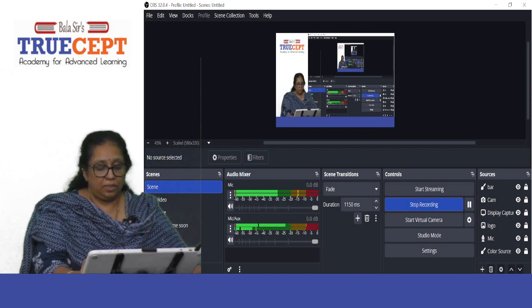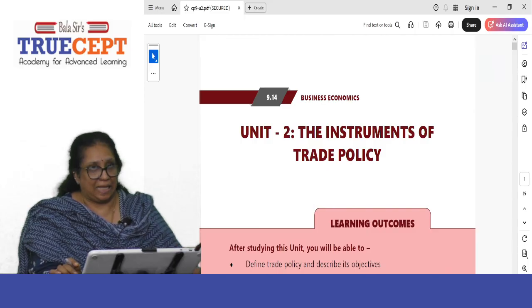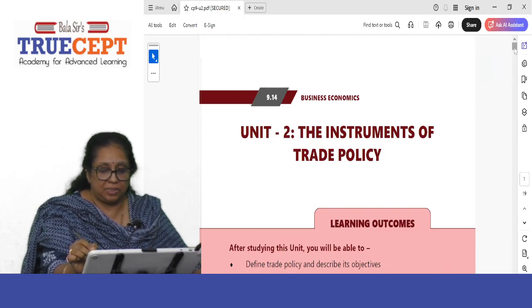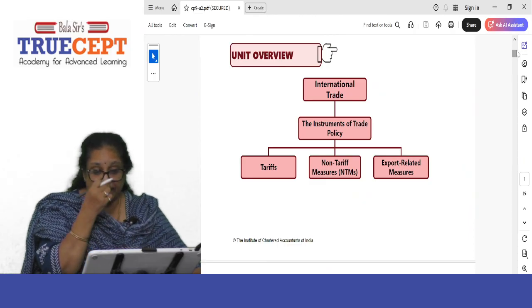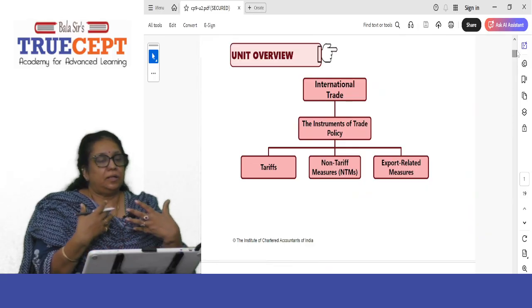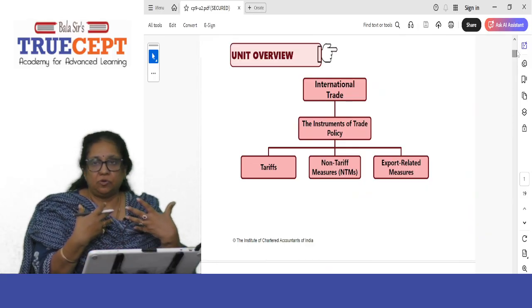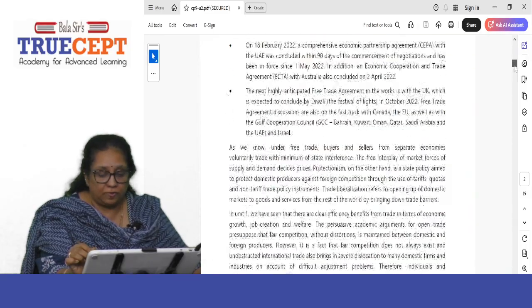Good morning. Today we will be doing Unit 2 of Chapter 9, the instruments of trade policy. In this, we are going to look into tariffs, non-tariff measures, and export related measures. Here the number of possible questions is innumerable because there are a lot of things.